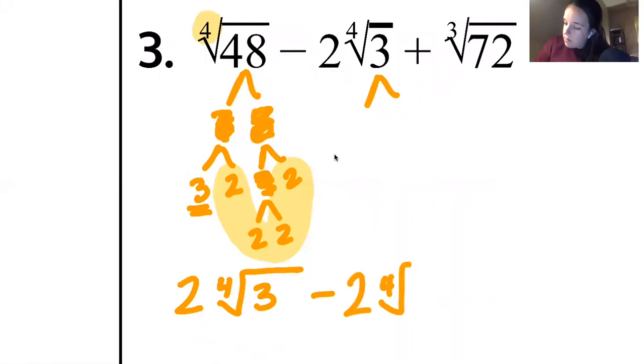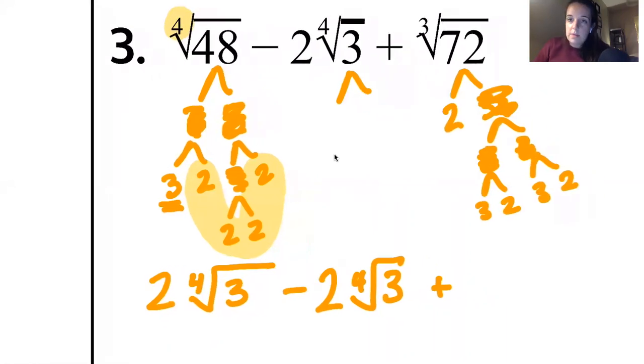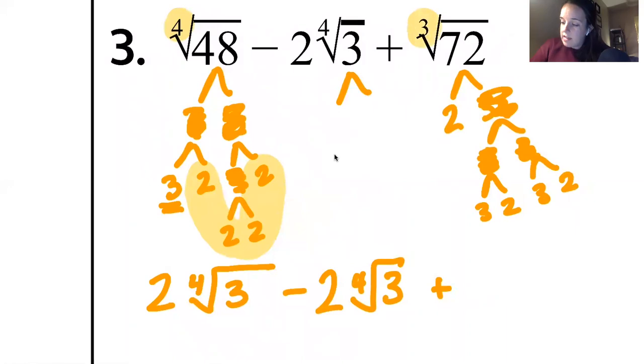2 4th root of 3 plus, and then breaking down 72, do 2 and 36, which I can make 6 and 6, which can be 3 and 2, and 3 and 2, breaking those up. So in this case, I see I have an index of 3, so I need a group of 3 things. So 1, 2, 3 2's, so that 2 can come to the outside. And then the 3 and the 3 are left on the inside.